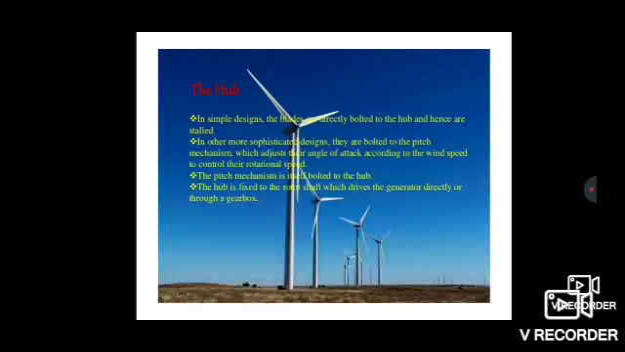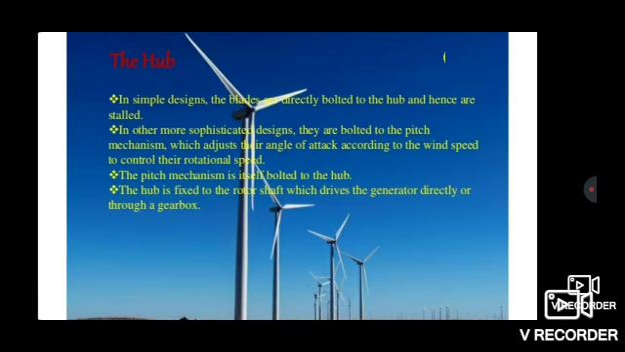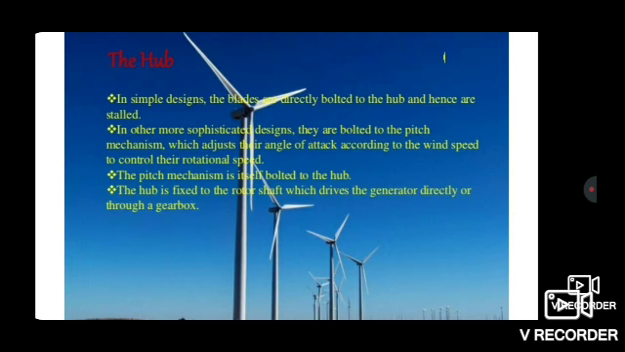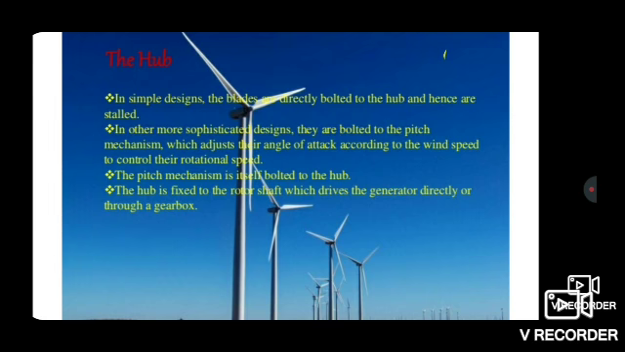Let us see about the hub. In simple designs, the blades are directly bolted to the hub and hence are stalled. In other more sophisticated designs, they are bolted to the pitch, which adjusts their angles of attack according to the wind speed to control the rotational speed. The pitch mechanism is itself bolted to the hub. The hub is fixed to the rotor shaft, which drives the generator directly or through the gearbox.